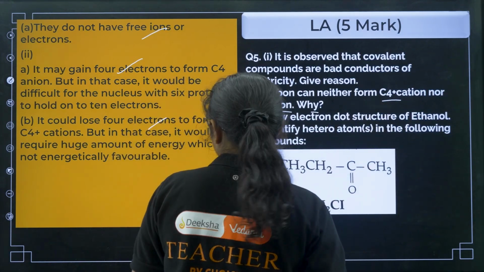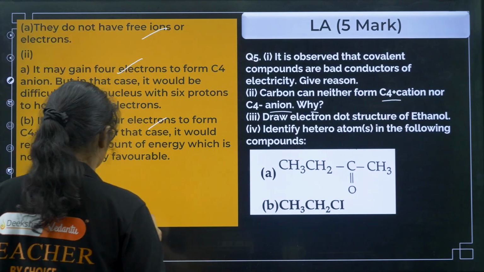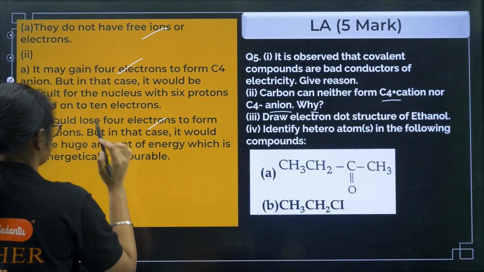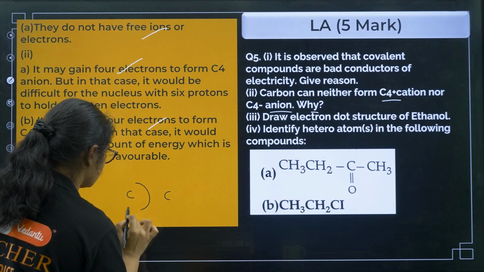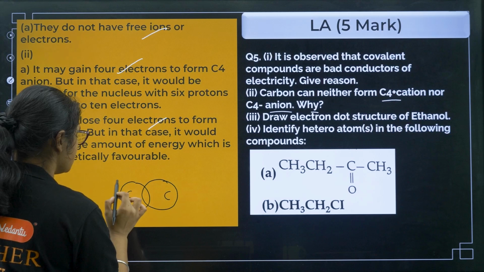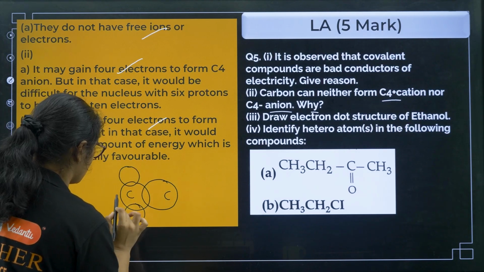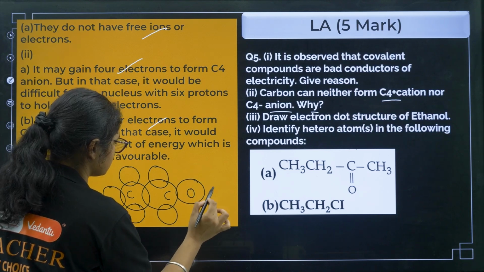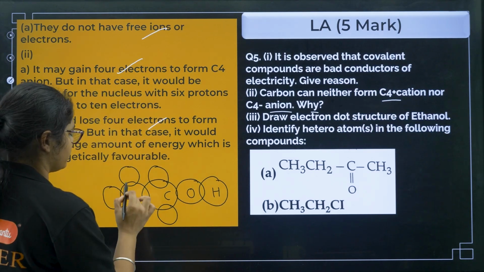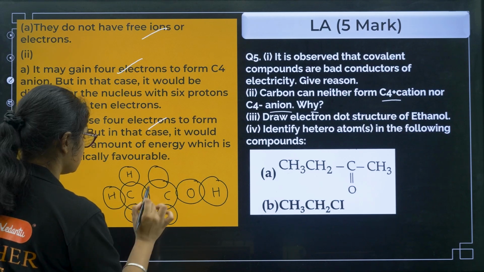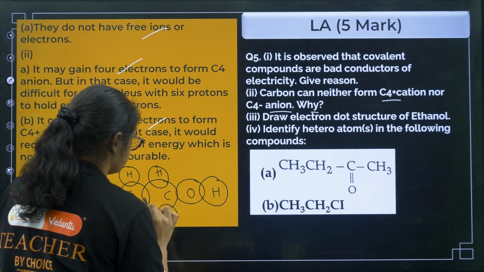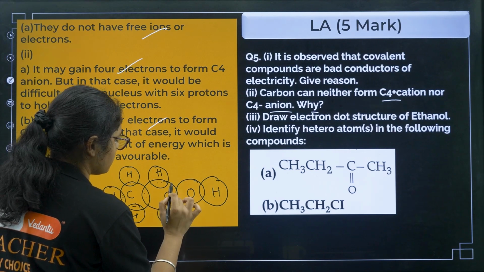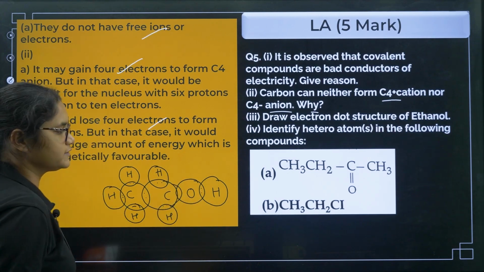Next, draw the electron dot structure of ethanol. So if you want to draw the ethanol structure, you can draw it like this. We have two carbons, and there will be bond formation between the two carbons, between carbon and hydrogen, between carbon and oxygen, and between oxygen and hydrogen. Just substitute these atoms, CH3, CH2, OH. Here we will have electrons, here electrons, here electrons, my dear students, and here electrons.